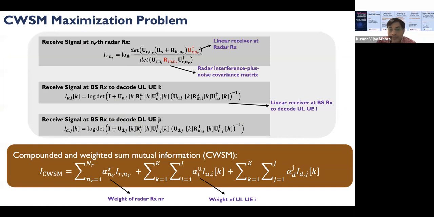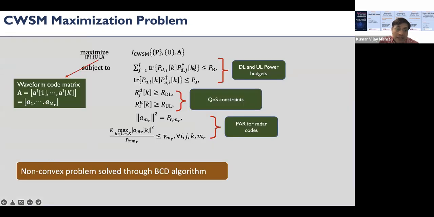And then, as I mentioned, we use this common metric. We essentially weight the mutual information from radar and comms and come up with a combined metric, which we call the compounded and weighted sum mutual information. Then we try to maximize it subject to all different kinds of constraints. The variables we are maximizing over are the radar waveform, U, the receive filters, and P, the precoders.